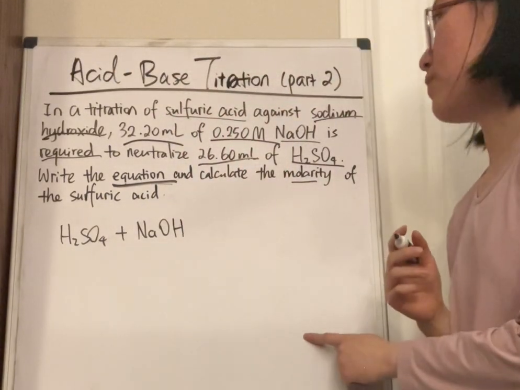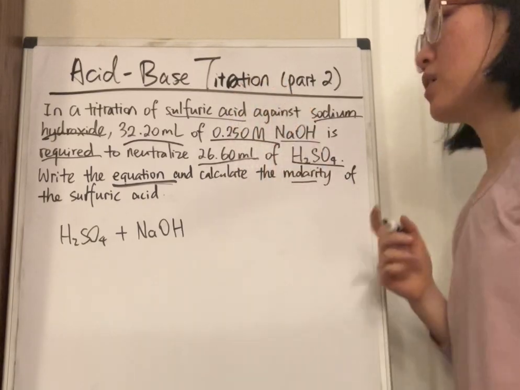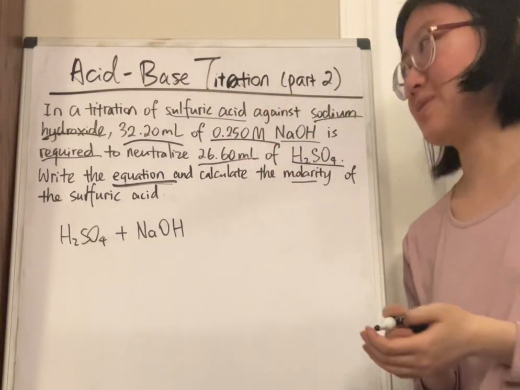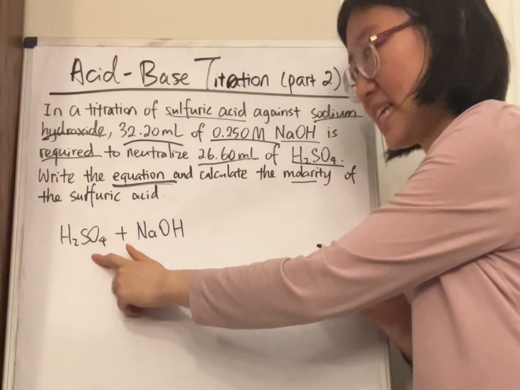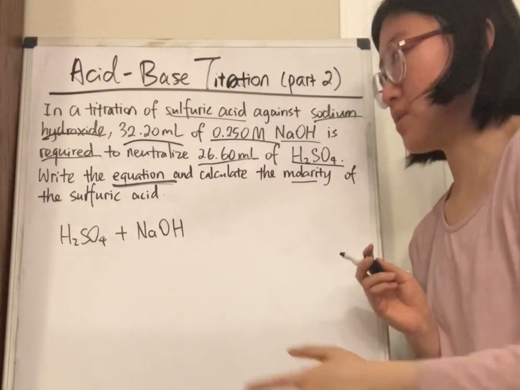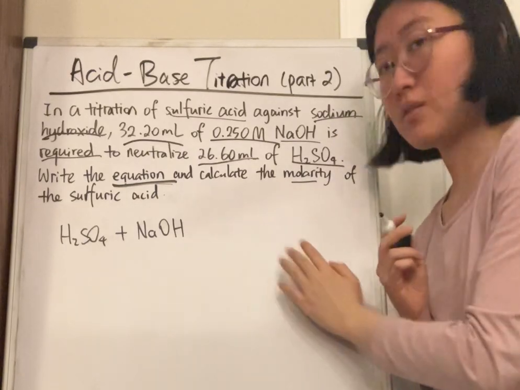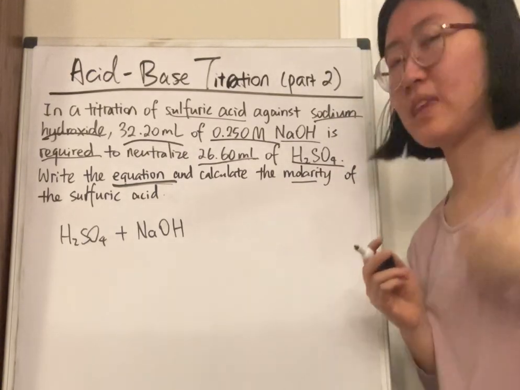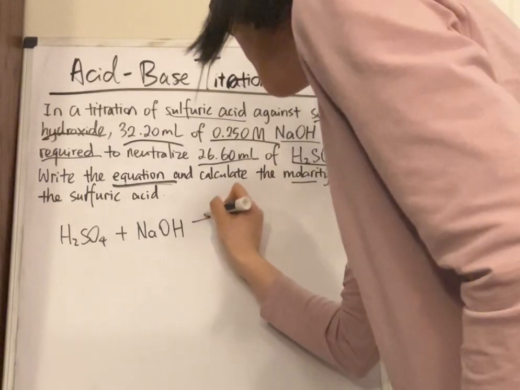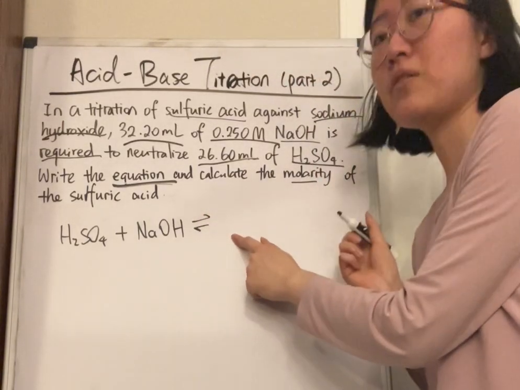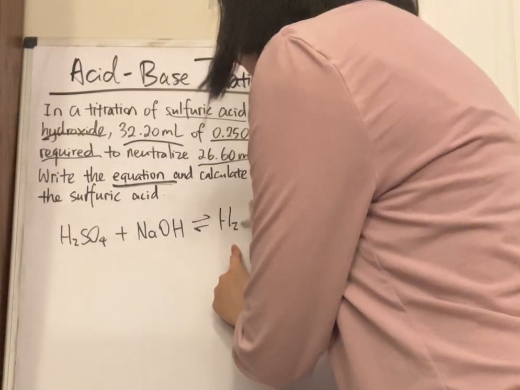Also a key concept for titration: 99% of the time it's going to give you one acid and one base, and the key point is just using them as your reactants and writing out the products that they're going to yield. So what is it going to yield? One of the products is always going to be water.